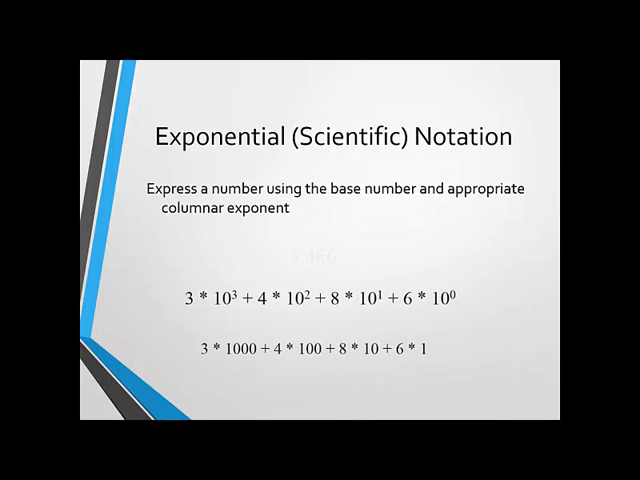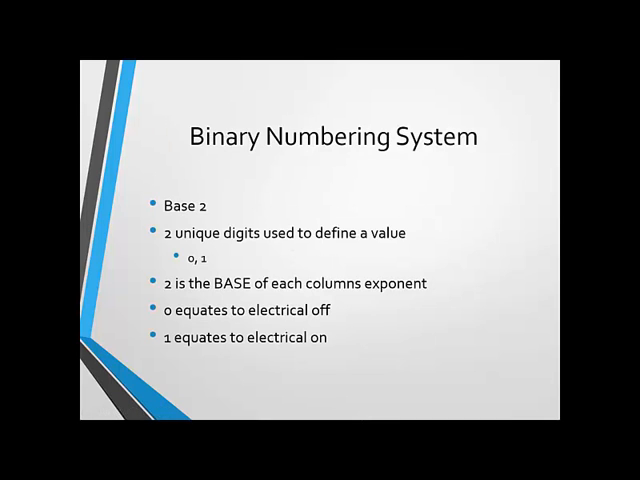A couple of other things for us to think about. There are many ways to express numbers. We could express a long format of 3,486 as 3 times 10 to the third power, plus 4 times 10 to the second power, plus 8 times 10 to the first power, plus 6 times 10 to the 0 power, or 3 times 1,000 plus 4 times 100 plus 8 times 10 plus 6 times 1. Many ways to express the same value.